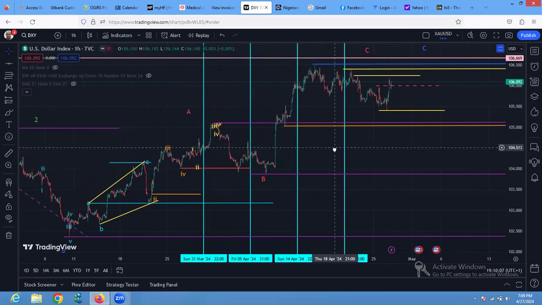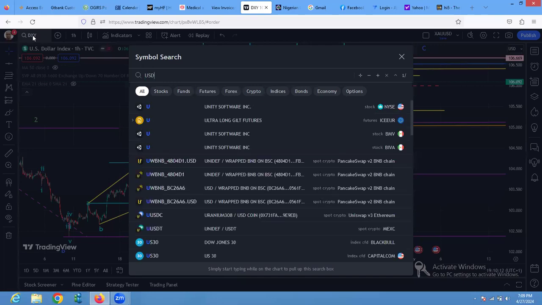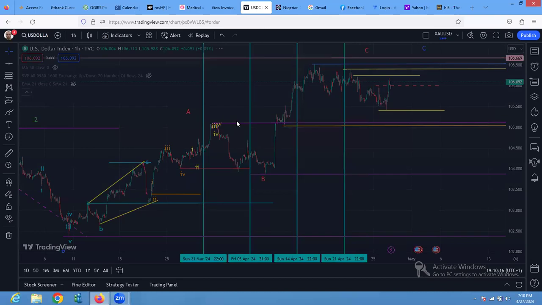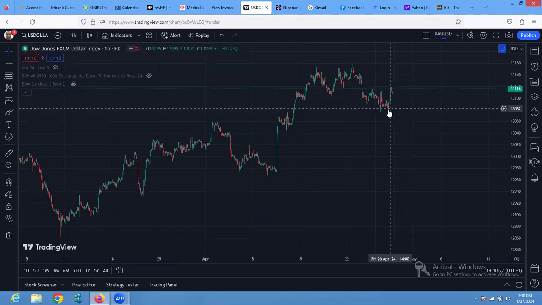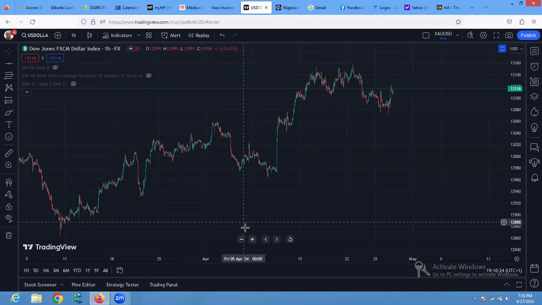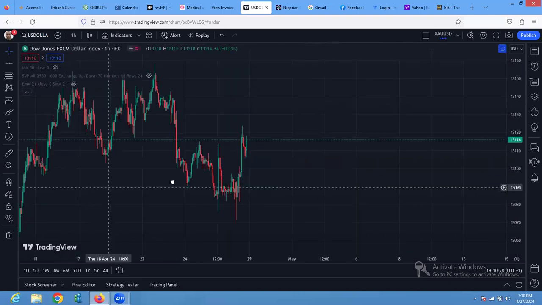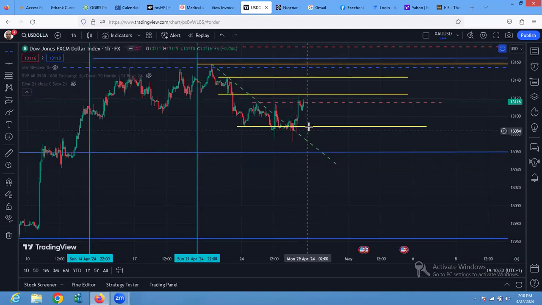If you compare that with US dollar index, let's see. US dollar index may not, because this is like a 192. Let's see, I need to show you that. So after this move, there is a low now. So this new low, there is a break of this trend resistance here. So we are in a new wave.